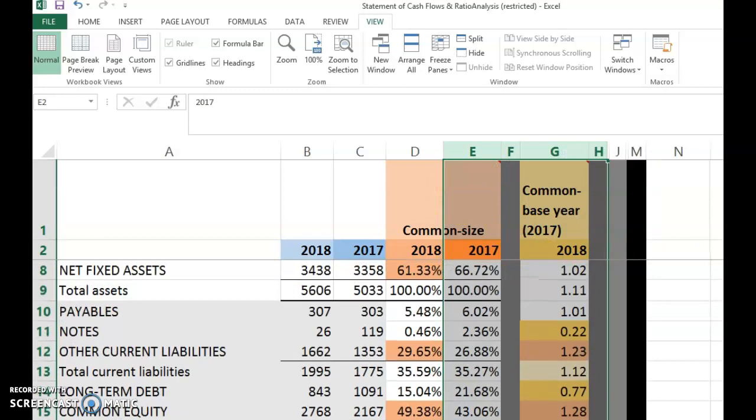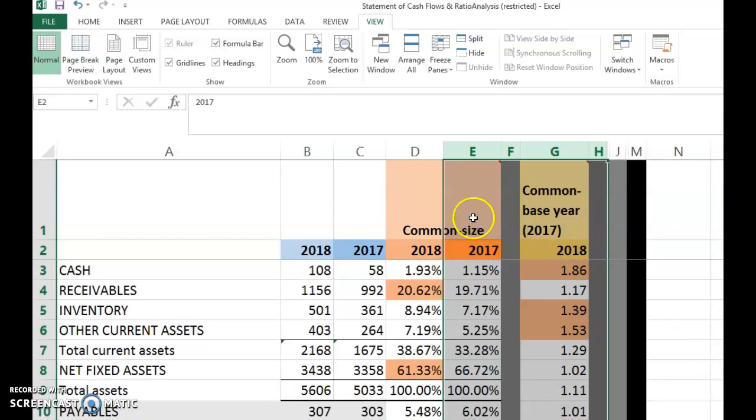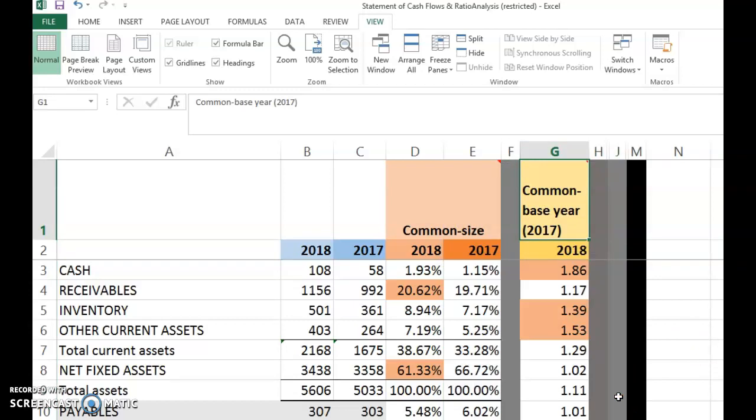The second method of common sizing is called common base year. For this, what we do is we express an item in the balance sheet as a multiple of the item value in the base year. Therefore here, for example, we express this cash value in 2018 as a multiple of the value in 2017. Therefore, we take 108 divided by 58.